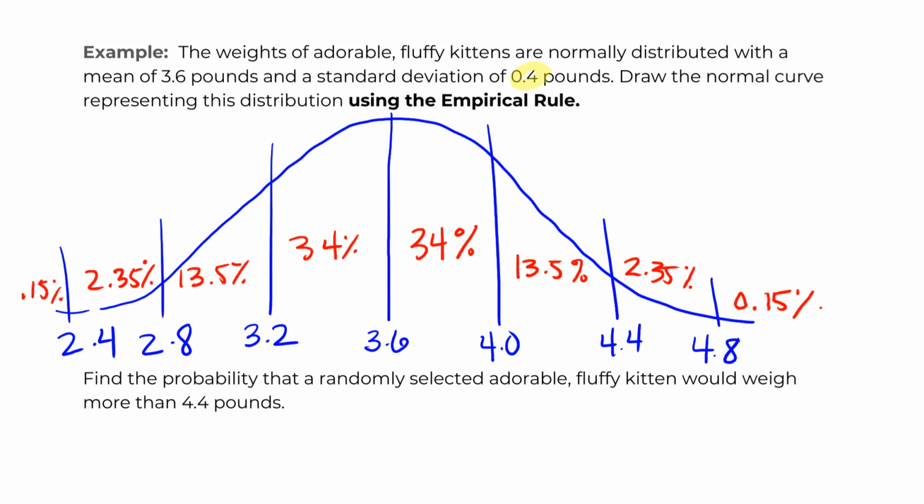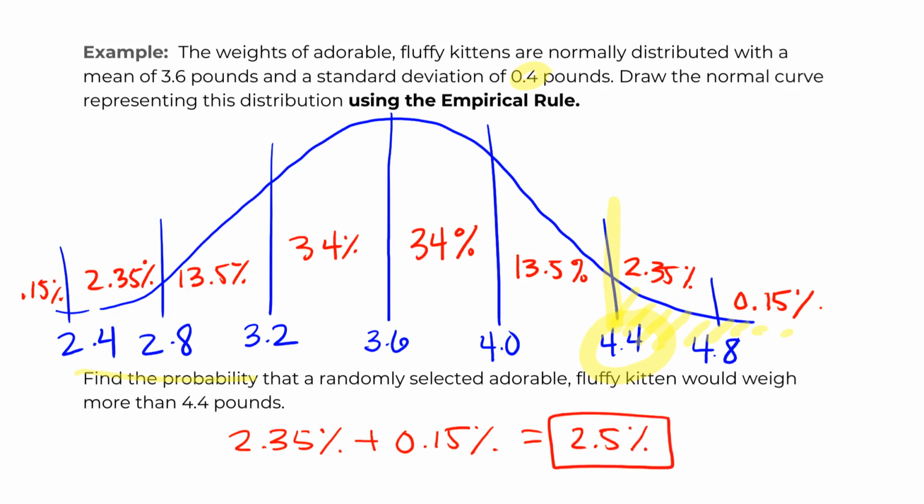And this makes sense because in a normal distribution, the majority of our data is centered right around the mean, right in this bell shape. So you can see there's a lot more going on within that first area than in the next subsequent areas. So the questions that would come up from an empirical rule question look like this. Find the probability that a randomly selected adorable fluffy kitten would weigh more than 4.4 pounds. So it always has to be based on one of our cutoffs, and then more than 4.4 would be this area, and we're just adding up all the percents in that particular area. So that's it. 2.5% chance that an adorable fluffy kitten would weigh more than 4.4 pounds.